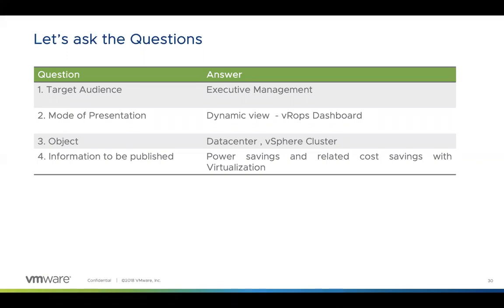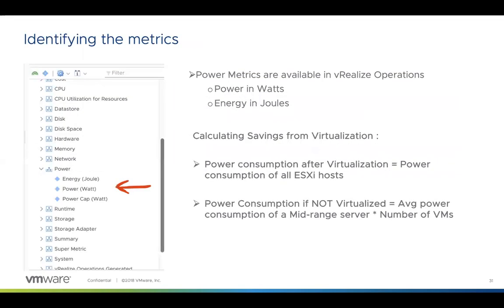They don't need to see anything below that, just whatever savings they make at the data center level or at the vSphere cluster level. And what is the information they needed? Power savings and related cost savings with virtualization. This was very, very clear. So what we needed was very clear from this, right? So let's look at how this was done.